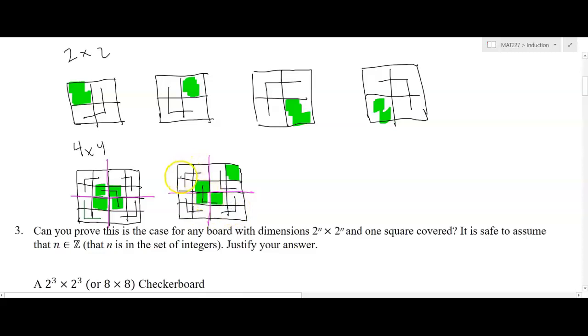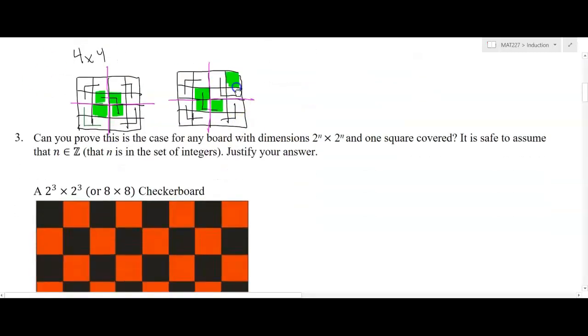Let's just consider one more case. So if we, again, look at something like a 2 to the third by 2 to the third, we ultimately want to ask, can you prove this is the case for any board with dimensions 2 to the n by 2 to the n and 1 square covered? It is safe to assume that n is an integer, and we want to be able to justify our reasoning.